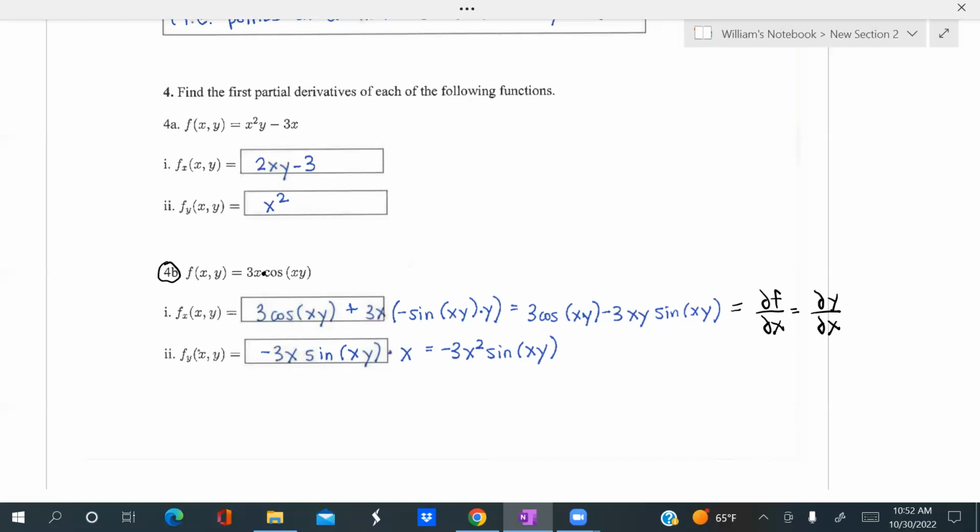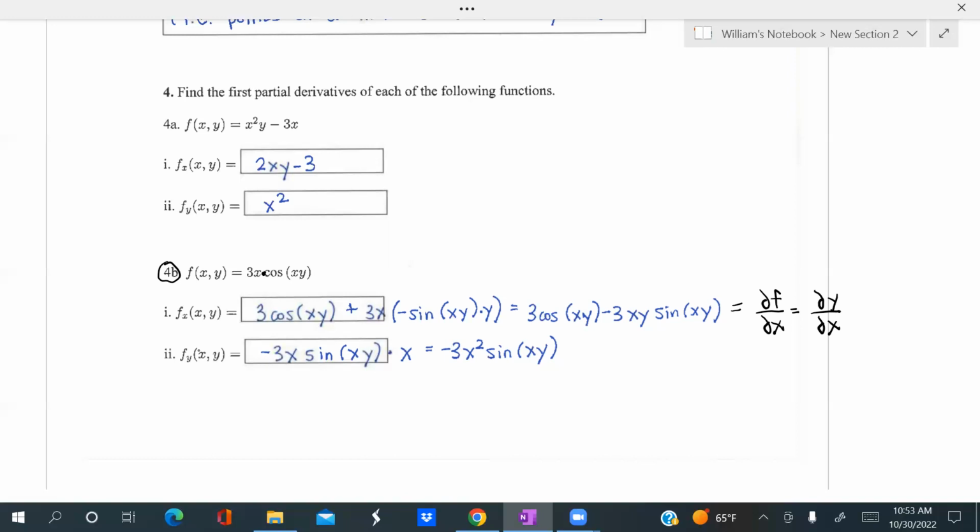But then the chain rule comes into play, because you also have to multiply in the derivative of xy. If this were just cosine of x, the chain rule wouldn't really apply. But since this is an expression involving x, you need to multiply in the derivative of x times y, which with respect to x is just y. So we get 3x times minus sine xy times y. Now just simplify that a little bit, and you end up with 3 cosine xy minus 3xy sine xy.